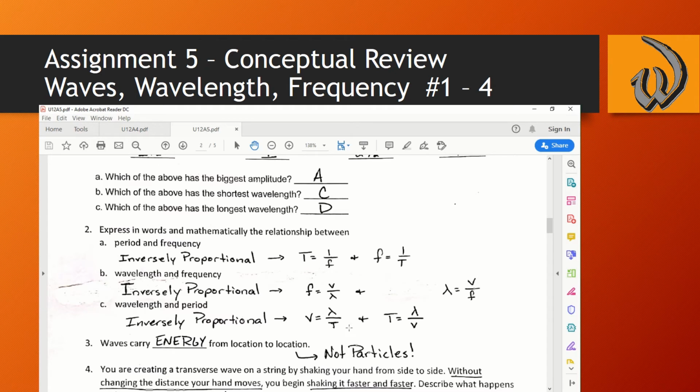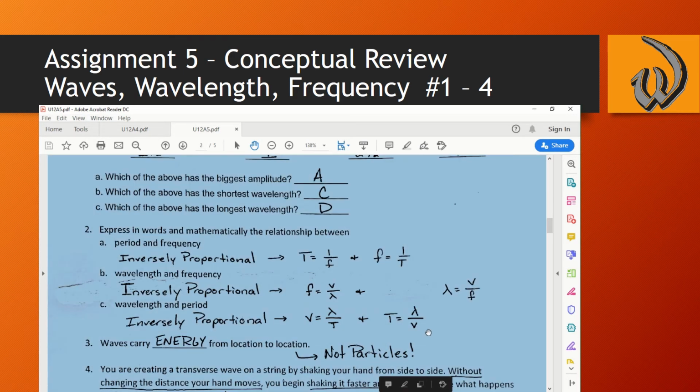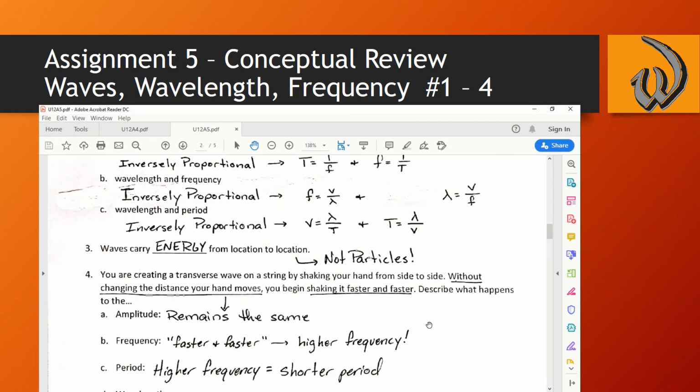This equation actually came from, if you wanted to have an equation that has wavelength and period in it related to speed, it is this guy right here. All I did was replace frequency in v equals wavelength multiplied by frequency with 1 over T, and you get wavelength over period. Again, number 3, this one pops up a lot. That's because it's a really, really big deal. Waves carry energy from location to location, not individual particles from location to location.